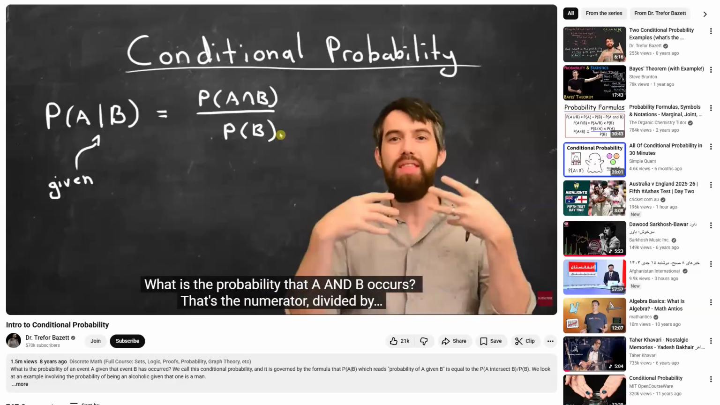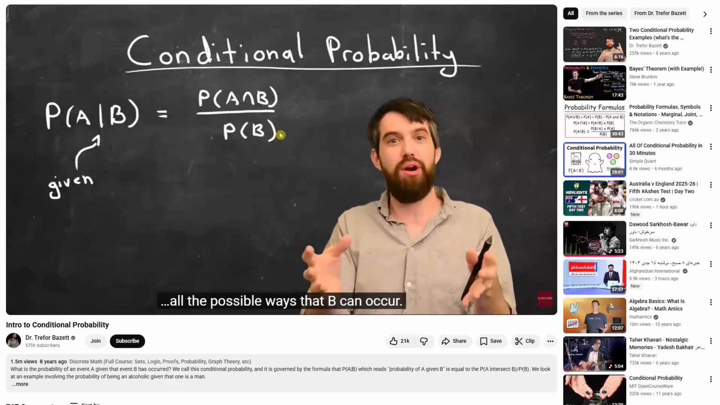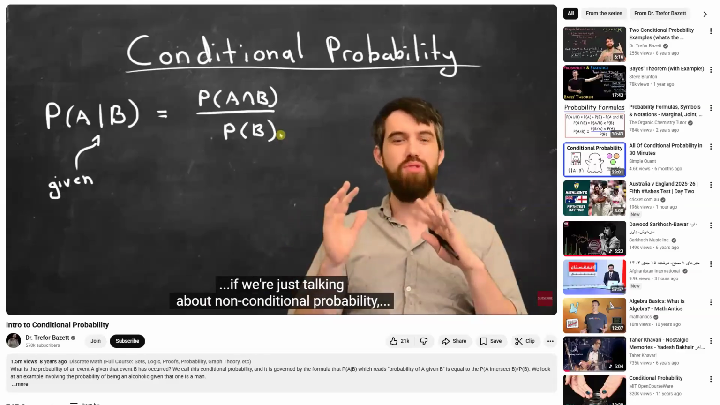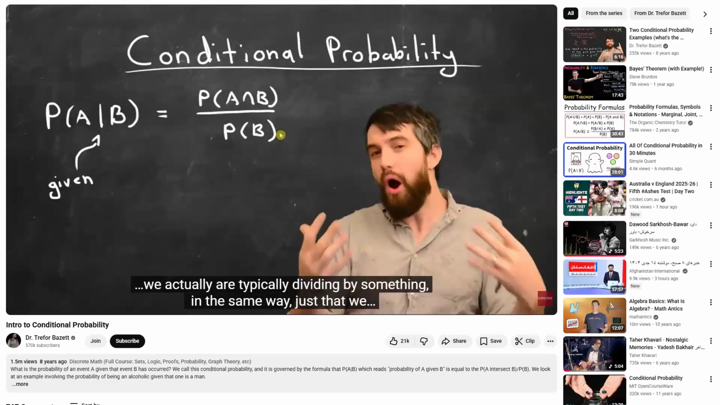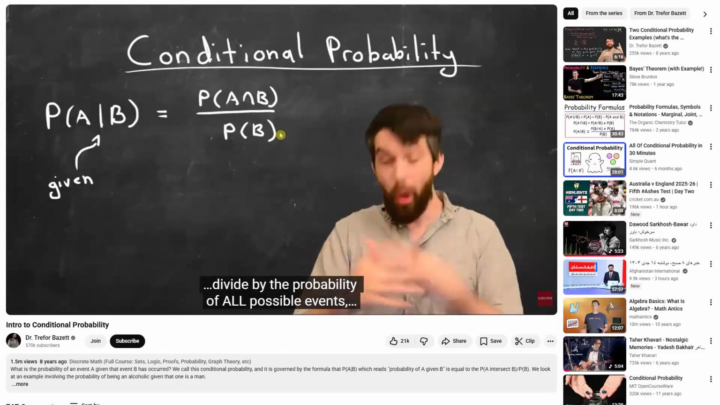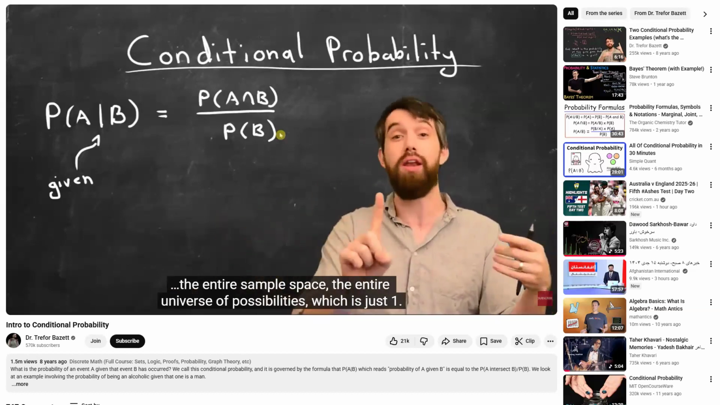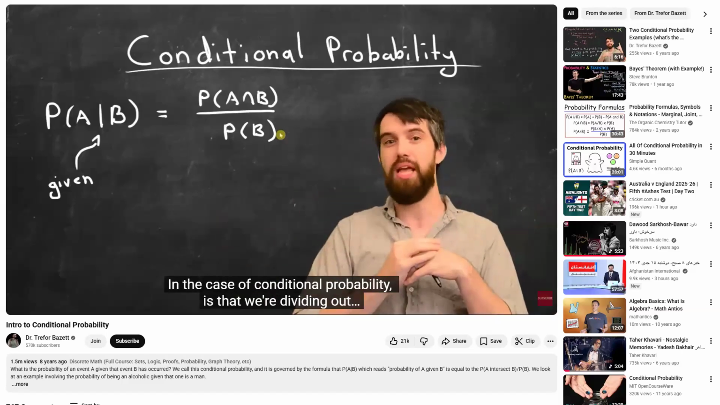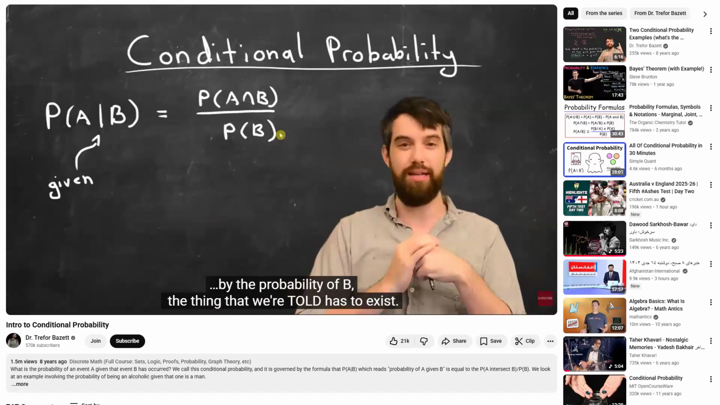What is the probability that A and B occurs? That's the numerator, divided by all the possible ways that B could occur. That's the denominator. Note that in most cases, if we're just talking about non-conditional probabilities, the probability of A without any other information, we are typically dividing by something the same way. It's just that we divide by the probability of all possible events, the entire sample space, the entire universe of possibilities, which is just one. So we are, in fact, always dividing out by something. And in the case of conditional probability, we're dividing out by the probability of B, the thing that we're told has to exist.